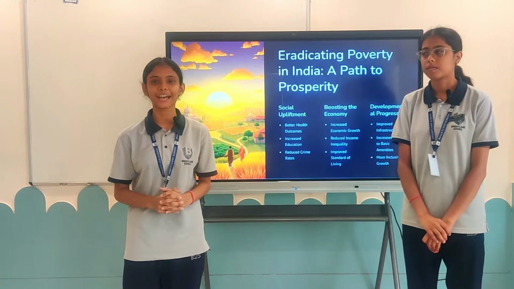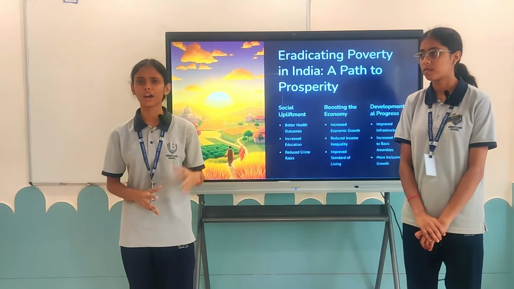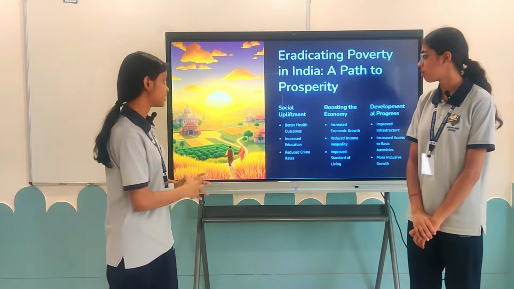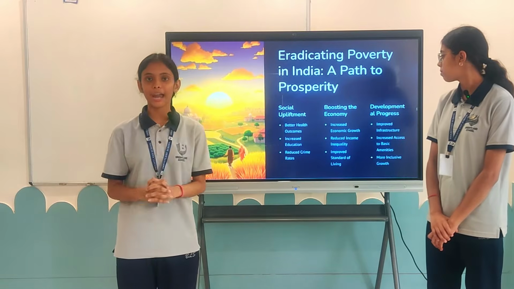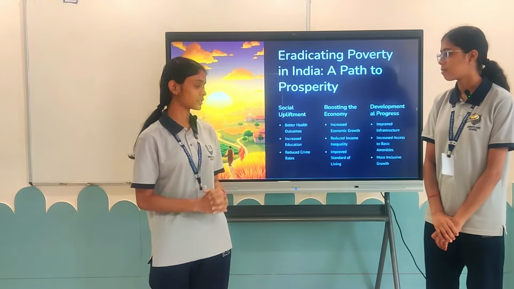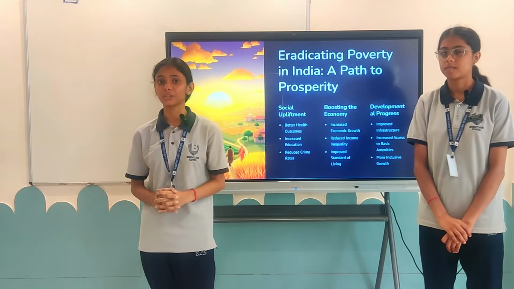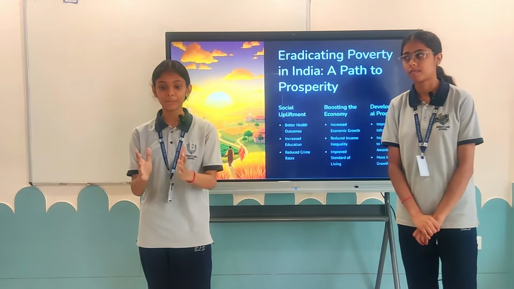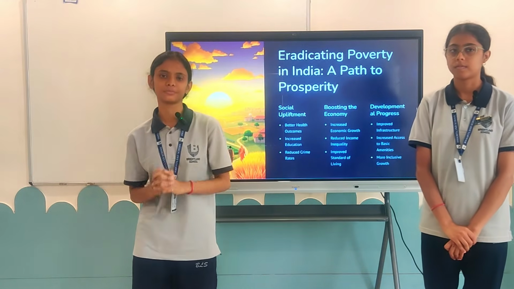Eradicating poverty in India is a pathway to prosperity. By doing so, we can unlock a triple win. Firstly, social upliftment. Secondly, boosting the economy. And thirdly, developmental progress. By tackling poverty, we can create a transformative impact on India's society, development and the economy, paving the path for a brighter future.